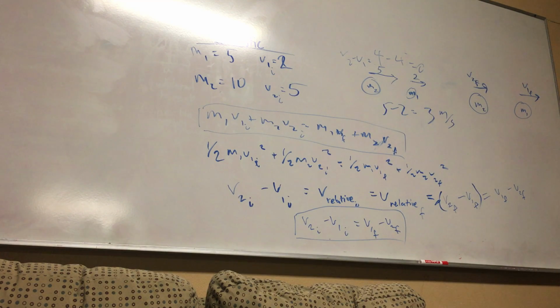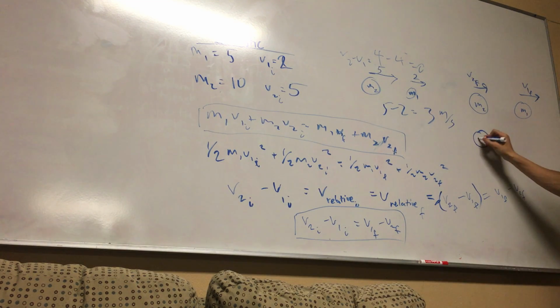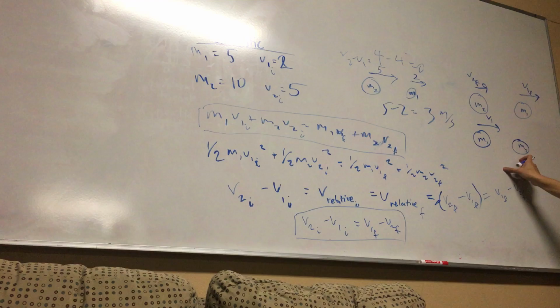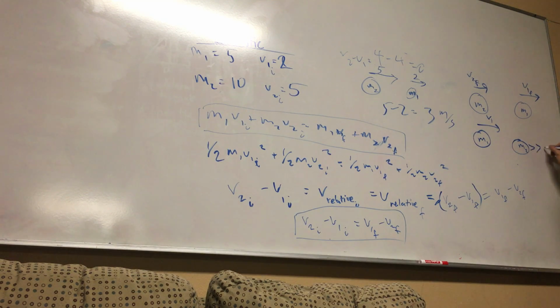We can consider that if you want. Let's consider a simpler case: M1 and M2, and this is going at V1, and this is not moving. Let's say M2 is massive, very big compared to mass 1. Then after the collision, M2 moves at a very small, negligible velocity, and M1 is basically moving at the exact same velocity backwards, right?